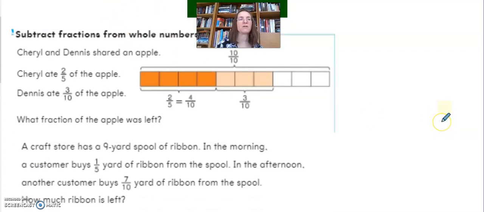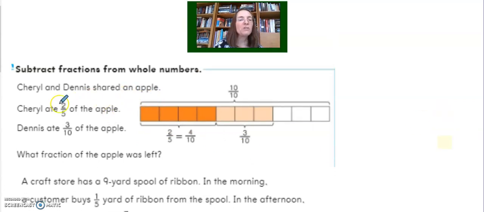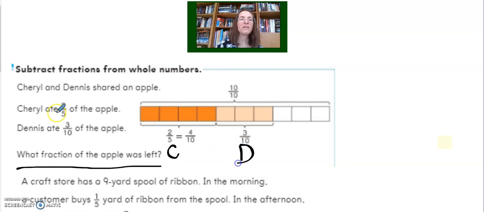So let's see what's going on here. Cheryl and Dennis shared an apple. Cheryl ate 2/5 of the apple. Dennis ate 3/10 of the apple. What fraction of the apple was left? Well, I think 2/5 right here, this would be Cheryl's, and this would be Dennis's.